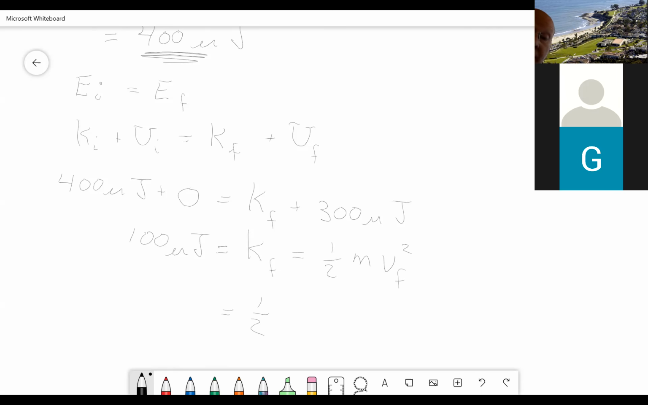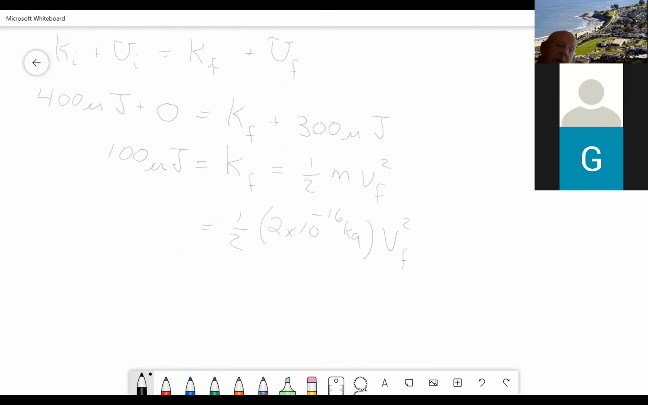If I write this out, this is where I would get the final speed. The mass would be 2 times 10 to the minus 16 kilograms, and the final velocity is what we're after. On this side, I'm going to write 100 times 10 to the minus 6 joules, because I knew a joule has a kilogram in it, and that would cancel off. When I take the square root, it's going to give me meters squared over seconds squared, so my units are going to come out to be meters per second.